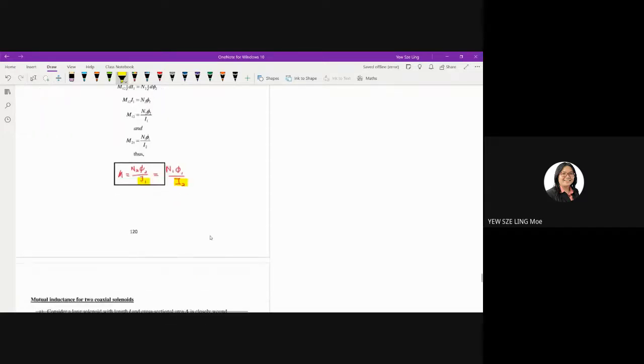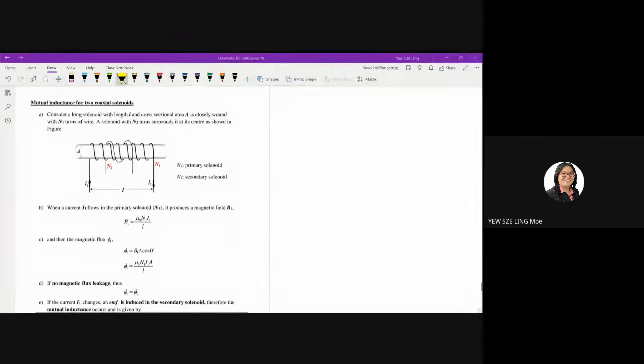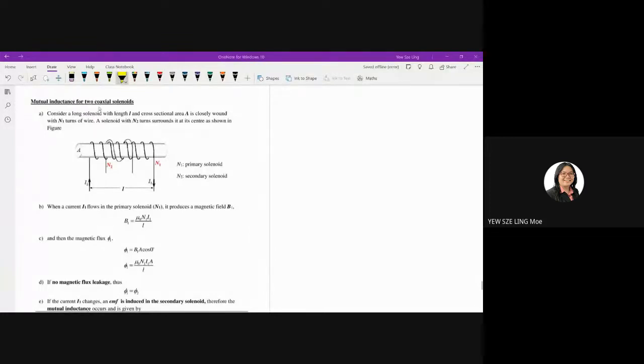Now, next subtopic, which is the last part in chapter 5, mutual induction. Coaxial solenoids overlapping with each other, as shown in the diagram, with the same cross-sectional area and the same central axis. When current I1 flows in the primary solenoid, it produces a magnetic field B1. Because they are overlapping, the same field lines pass through both. Same B passing through it.